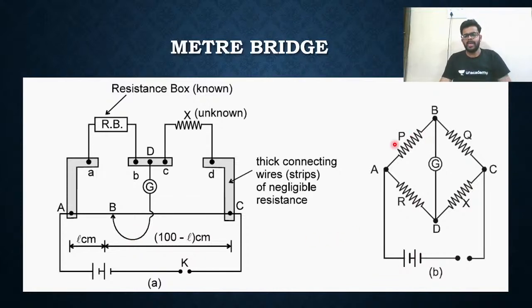You can see here P is the resistance box, or you can say R is the resistance box, and X is the unknown resistance. P is just AB and BC is just Q. You can see here AB, BC, right? So the resistance of AB is P, the resistance of BC is Q. Just for information I am telling you, we can use it like this.